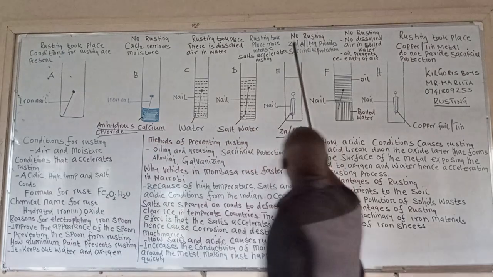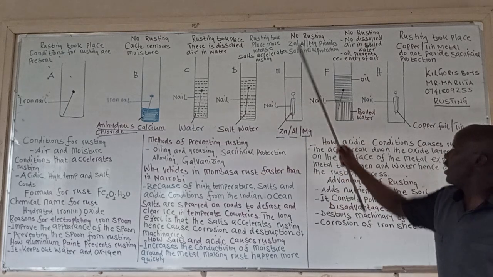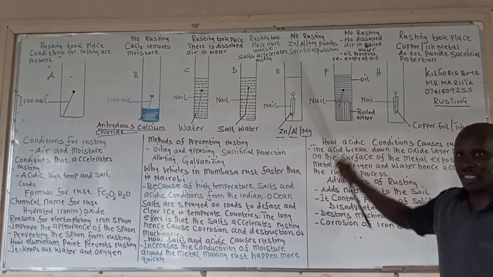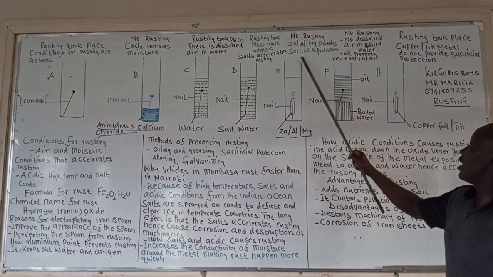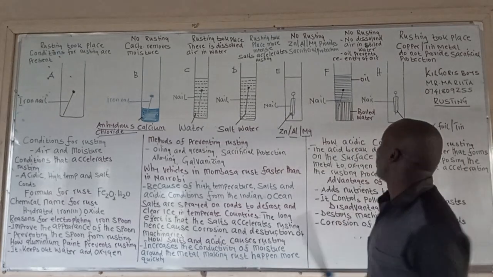So in this case, there will be no rusting. The reason is that zinc, aluminum, or magnesium, any of them, provide sacrificial protection. That means rusting will not take place.